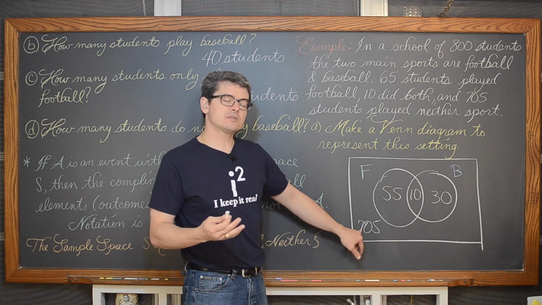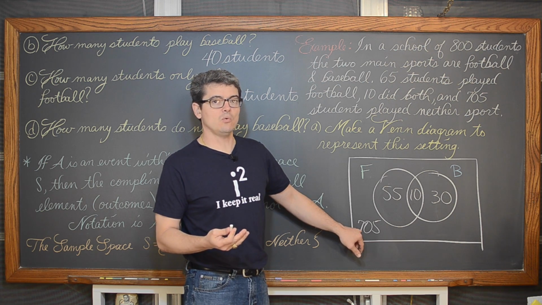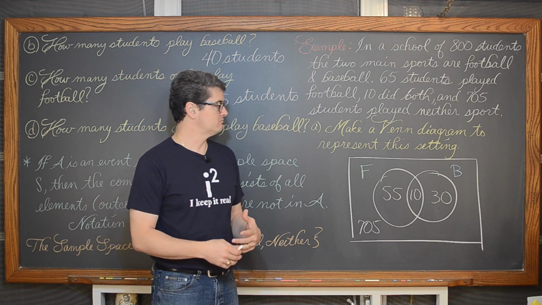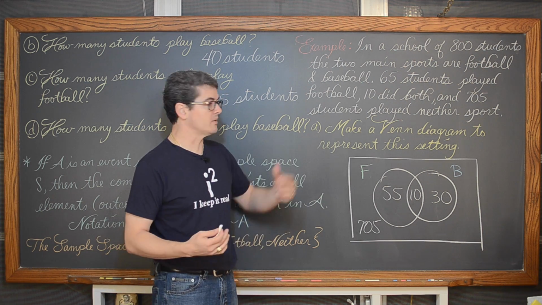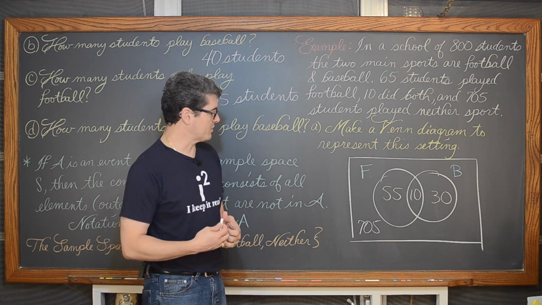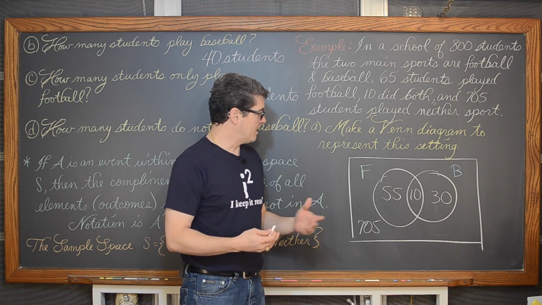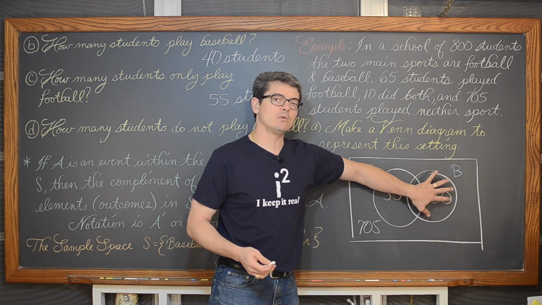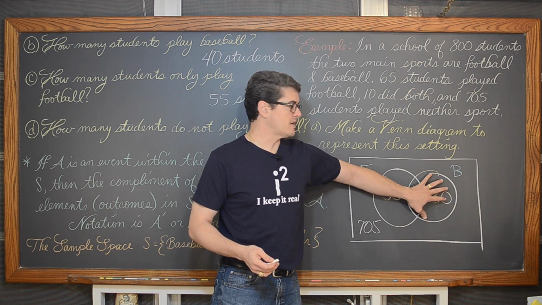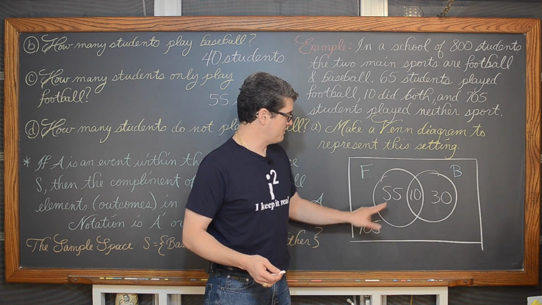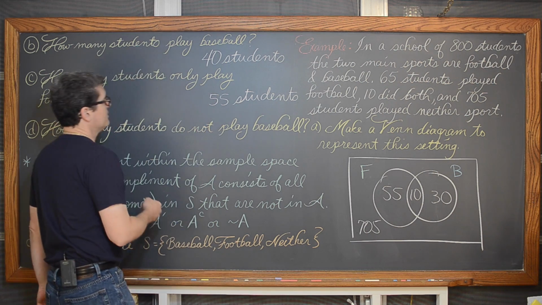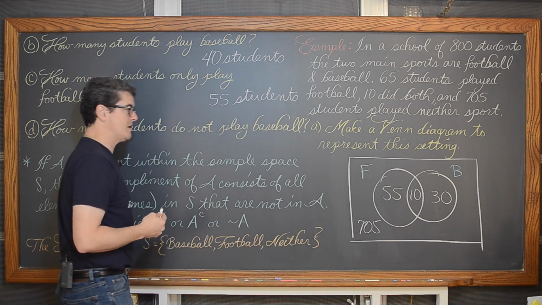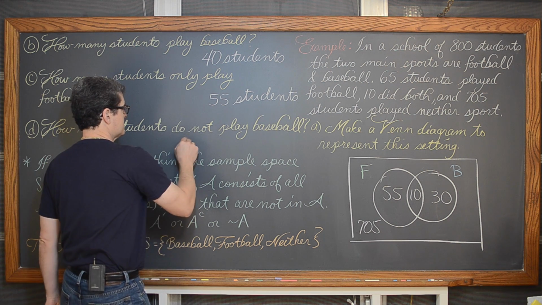But there's also the 705 students in the school that are not playing either one of these sports. They might be doing golf or tennis or basketball or something that's not related to this problem, or no sport at all. But the part of this Venn diagram that is not in the circle representing the set of baseball players is 55 plus 705. So 55 plus 705 is going to be 760 students.